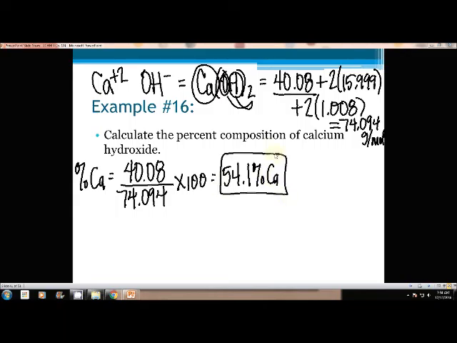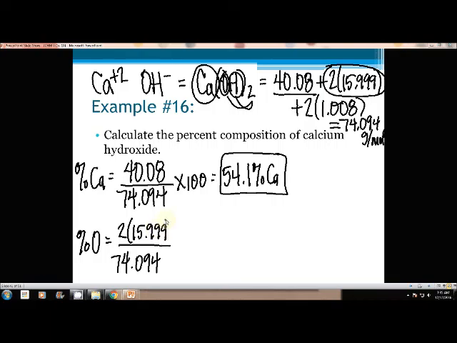So that's one answer. I can't just stop and subtract from 100 because I have 2 more elements to go with. So we have to keep going. So let's do oxygen next. We have to take the mass of the oxygen over the total. So the total is going to be the same, the 74.094. But on top this time, since we took 2 times the molar mass for the total molar mass, we have to do that as well for the percentage. So we have to take 2 times the 15.999. And so then when you solve for that, oxygen's about 43.2 percent.